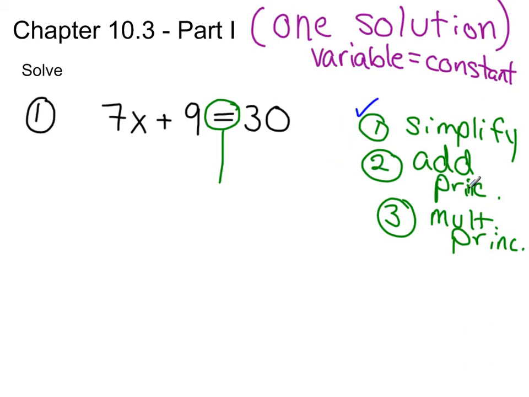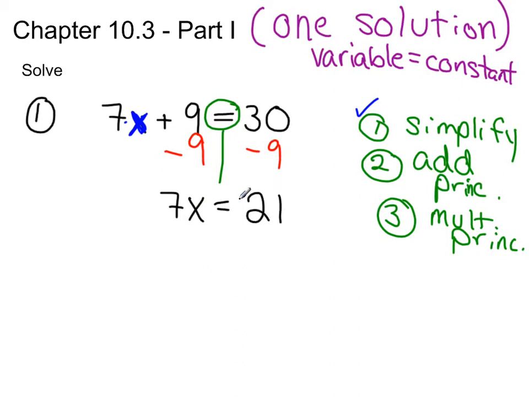Next step, addition principle. So once more, locate that x. Here's our x. Maybe I'll darken it a bit. And we want to get x by itself. So we want to see, alright, we have 7 times x plus 9. Well, we want to undo that plus 9. So the opposite of adding 9, we subtract 9. What we do to one side, we have to do to the other. Now we have 7x equals, and 30 minus 9 is 21.